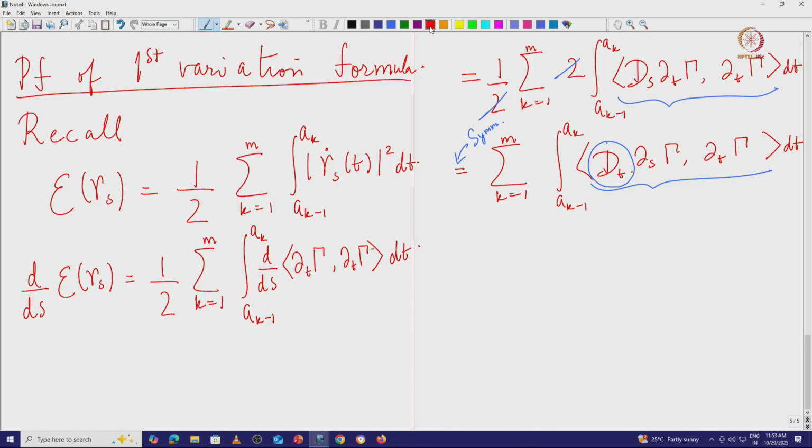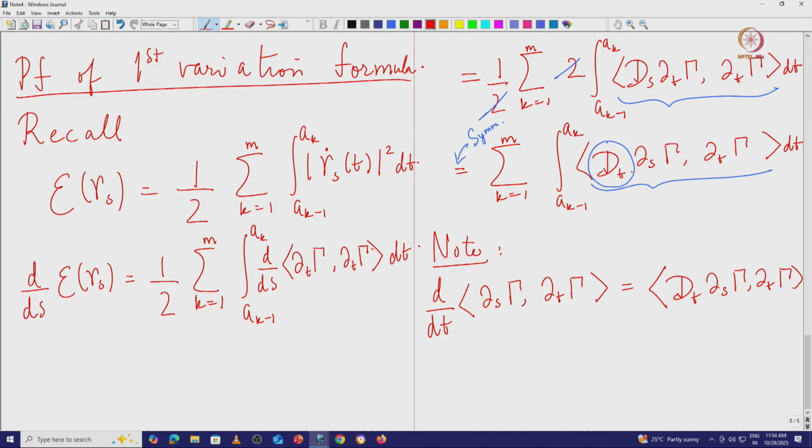So for that we note the following, that if you take d/dt of the inner product of ∂_s gamma and ∂_t gamma, then by the fact that we are dealing with metric connections, this is going to be D_t ∂_s gamma comma ∂_t gamma plus ∂_s gamma comma D_t ∂_t gamma. Okay. So in other words, we have this inside the integral. We can now express that as the difference between this term and this term. So that is what we will do.